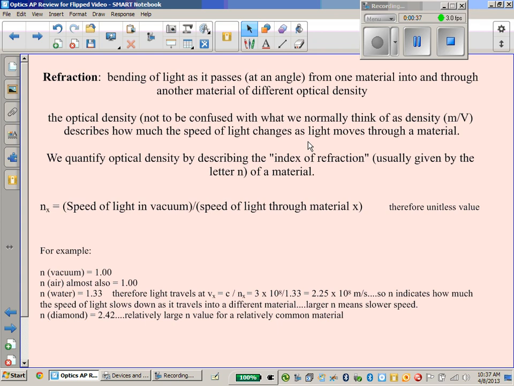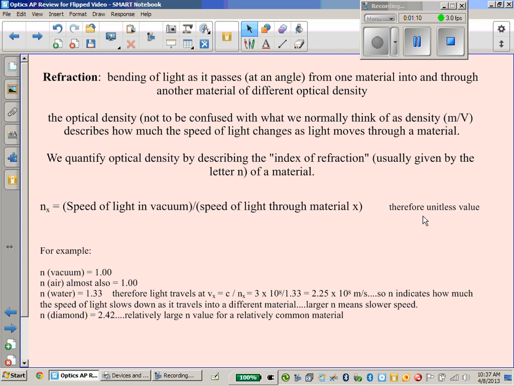You recall last year when we shoot light from a laser into water, for example, it slows down and it bends as a process. That optical density is described by using something called the index of refraction. We used the letter N to describe the index of refraction, which in turn describes the optical density of the material. Index of refraction is defined as the ratio of the speed of light in vacuum, which is 3 times 10 to the 8, divided by the speed of light through some material x.